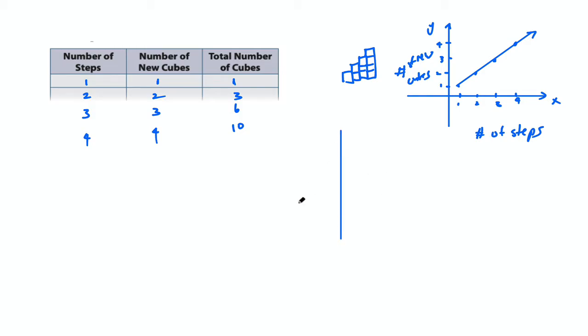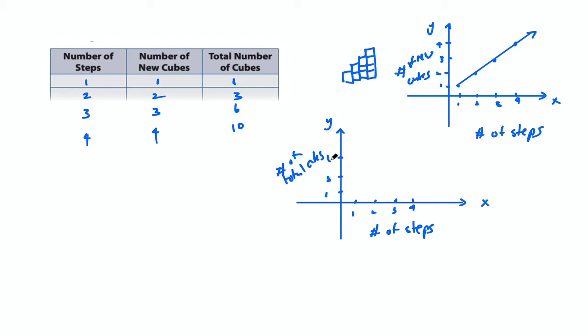Okay. Now, if I make a graph of the relationship between the number of steps and the total number of cubes, right? So that's a little bit different this time. Okay, so here's my x and y. This is the number of steps again. And this is number of total cubes. Right, number of steps will have 1, 2, 3, and 4. This time we have 1, then we have 3, so something much higher, then 6, and then 10.